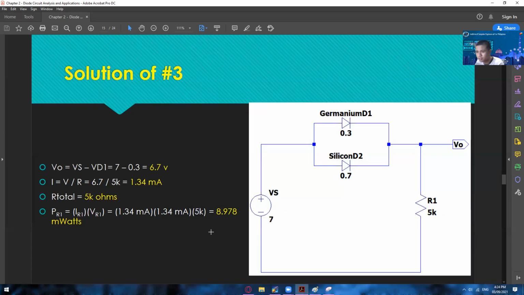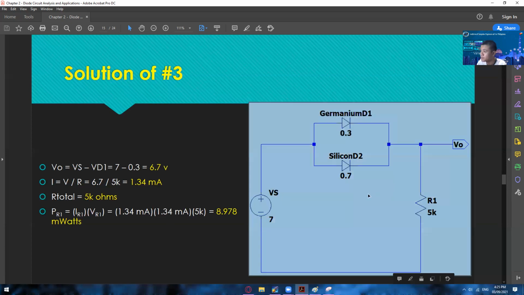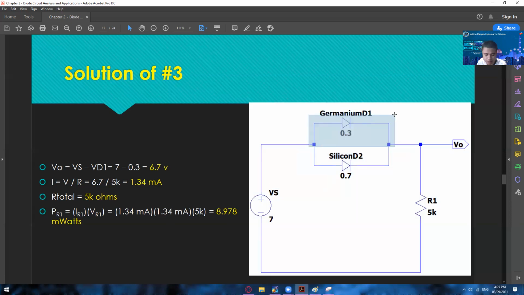Okay, wait a second. Let me just double check this one. 1.34 times 5,000. Oh, I see. I just remembered that when it comes to power, we have to pass through everything. That is why we have two 1.34 right here. We have a current of 1.34 in this, and then a current of 1.34 in here also. But how come they are the same? If we only have one, the result is 6.7. Why is it milliwatts? Let me just check.